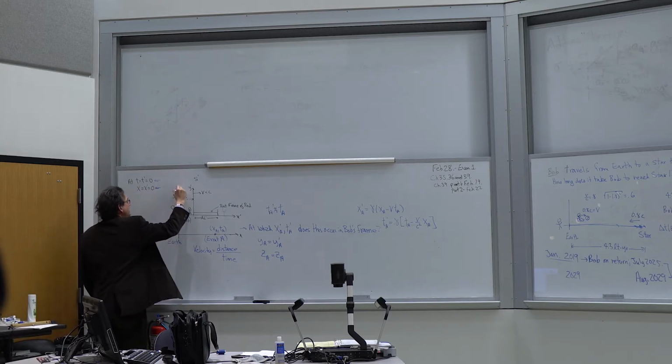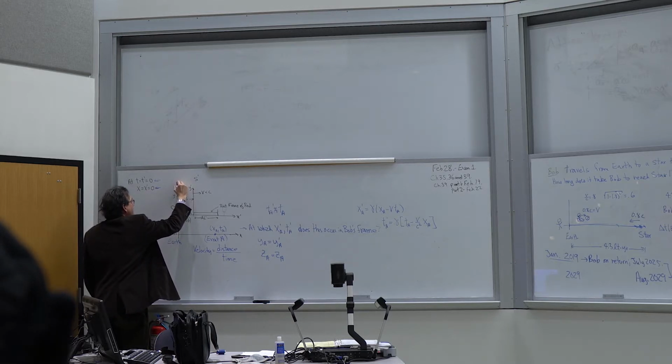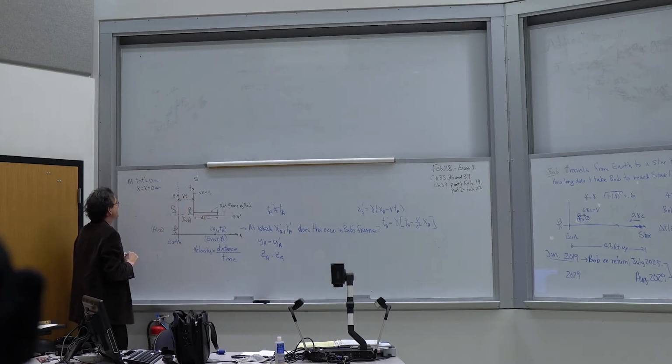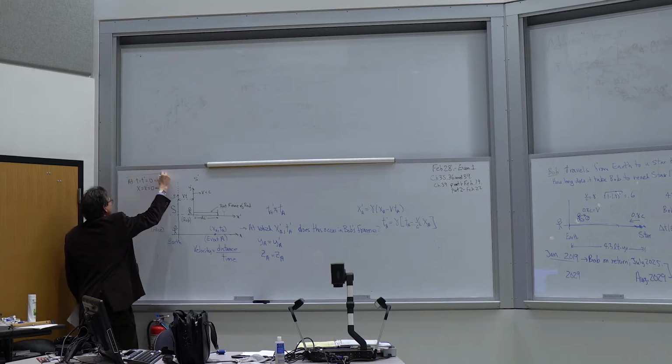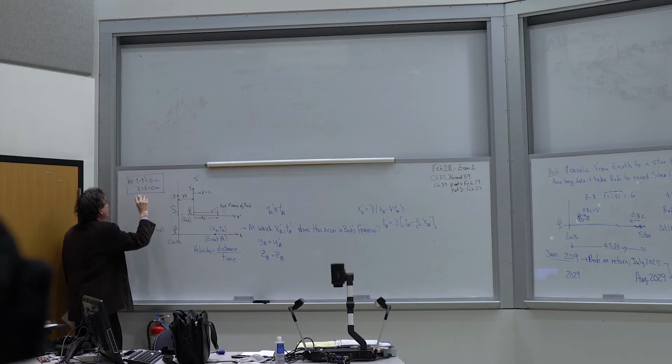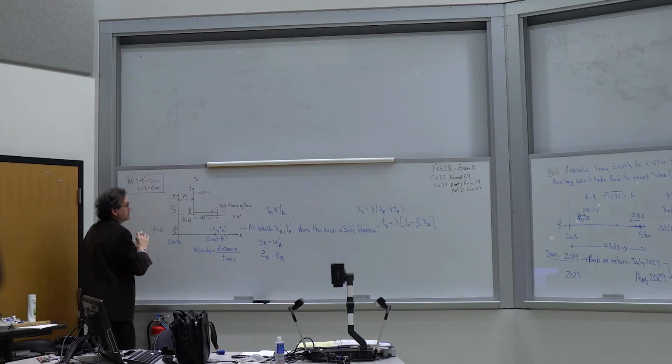In other words, initially, if we define the time t equals 0 to be the one where Bob's x-axis crosses with Alice's x-axis. That's the initial condition, and we assume that still. So these conditions are implicit.